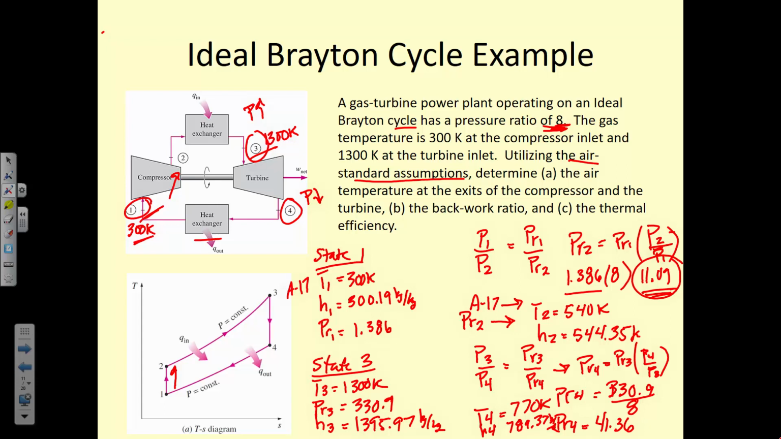We use state 3 to find state 4. And the temperatures are different at those, but the pressure ratios between P3 and P4 are the same, and P1 and P2 are the same. Okay, so temperature varies, but pressure is held constant between those two states.